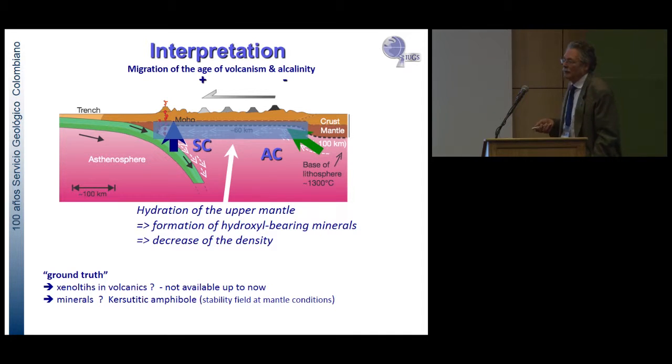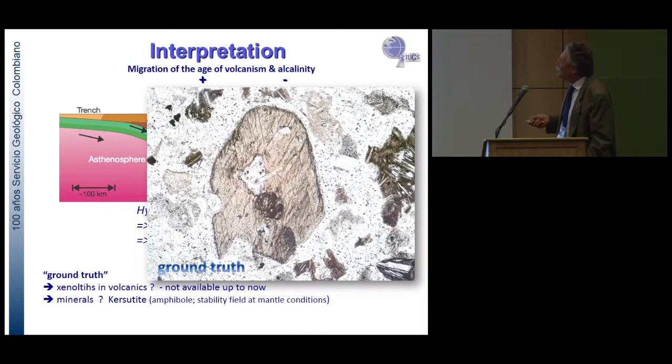But visions are nice, you need ground truths. So the ground truths for this hydrated lithospheric mantle would be that we should find xenoliths. There are none available up to now. Maybe somebody finds them. And the rest would be minerals. And as you can see, the minerals are there. Of course, there are hydrated minerals in these rocks.